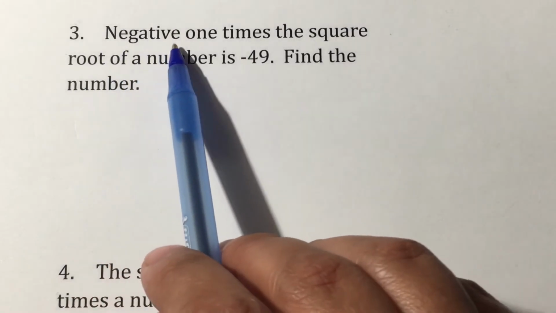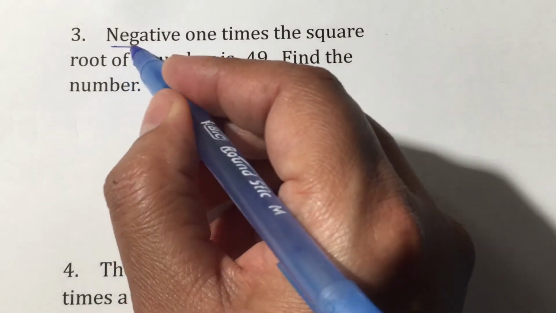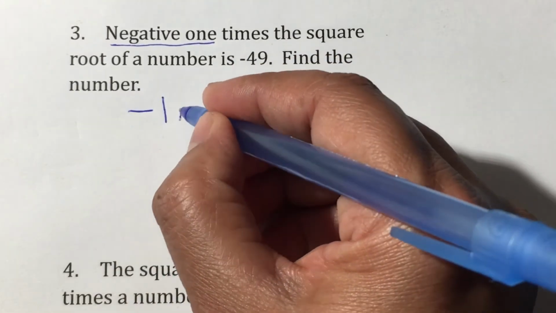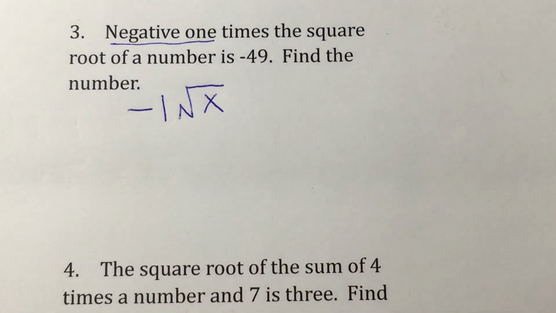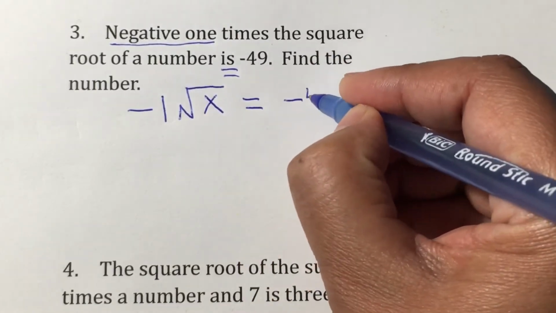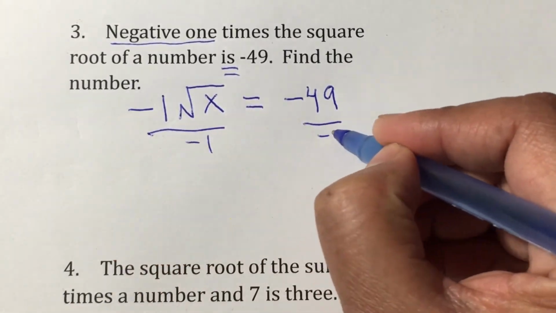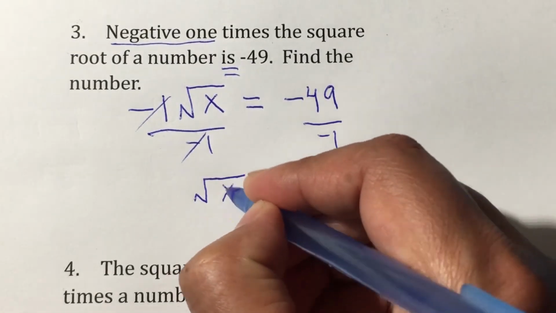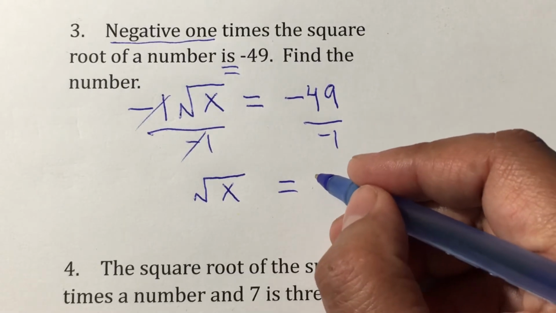Number 3 says negative 1 times the square root of a number is negative 49. So negative 1 times the square root of a number, the square root of a number would be like this, and you can put that times like this or just leave it like that, equals negative 49. The first thing that you're going to do is divide both sides by negative 1 to cancel that negative, and we get square root of x is equal to negative divided by negative is positive 49 divided by 1 is 49.